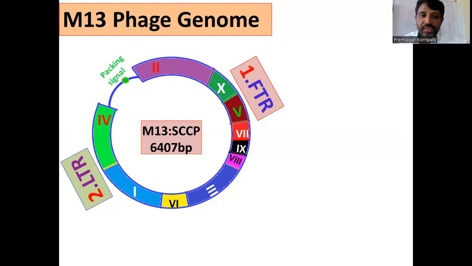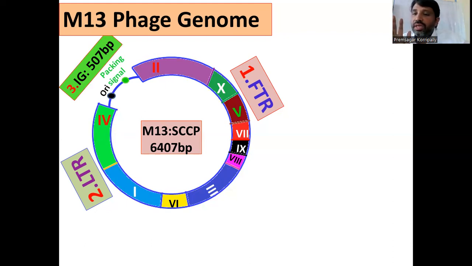The third functional region is called the intergenic region. The intergenic region does not encode any protein-coding gene. Instead, it has two signals. One is the origin of replication, required for the replication of M13 phage, positive or negative strands. And there is a packaging signal, required for the assembly of the phage. So this is all about the genome organization.